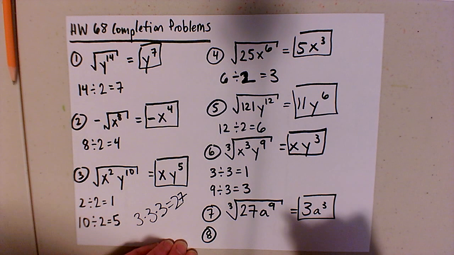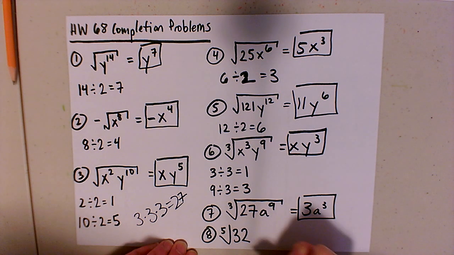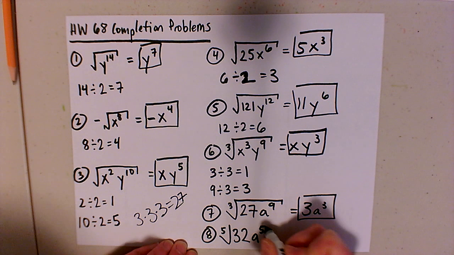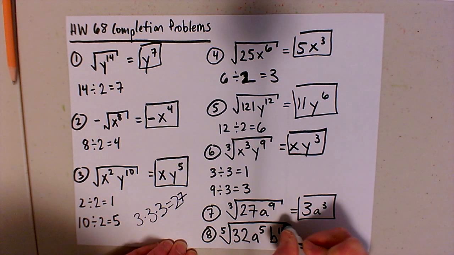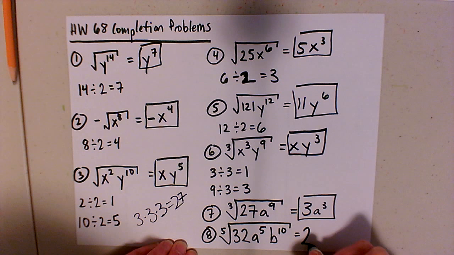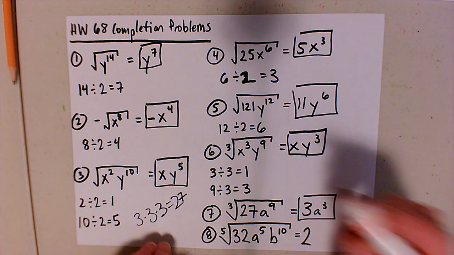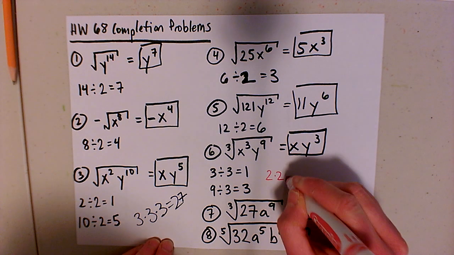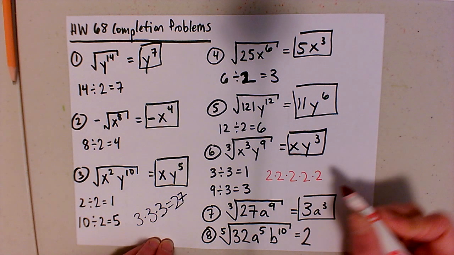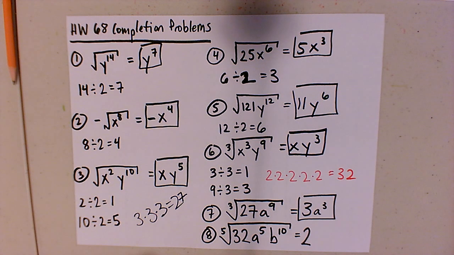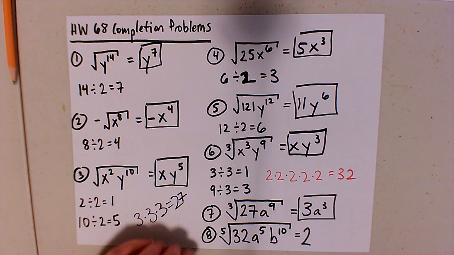For number 8, we have the 5th root of 32 a to the 5th, b to the 10th. For that one, the 5th root of 32 is just 2, because if you do this out, 2 times 2 times 2 times 2 times 2, if you take 2 and multiply it 5 times, you will get 32. So that's one of those perfect powers you should know by heart.